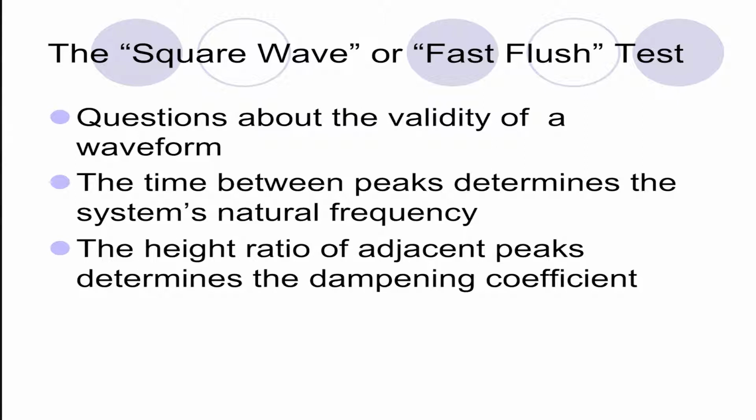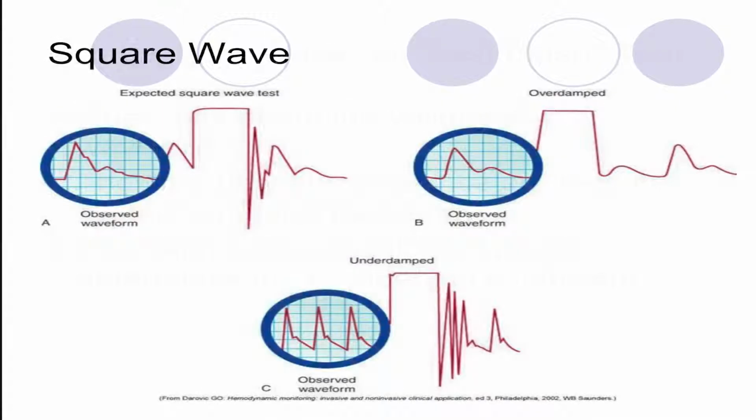In actuality, the patient's more like deceased. So when we have questions about the validity of the waveform, this is one of the best ways to check it. The time between the peaks determines the system's natural frequency, and the height of that tells us how well the tubing is reading. So this is the square wave.